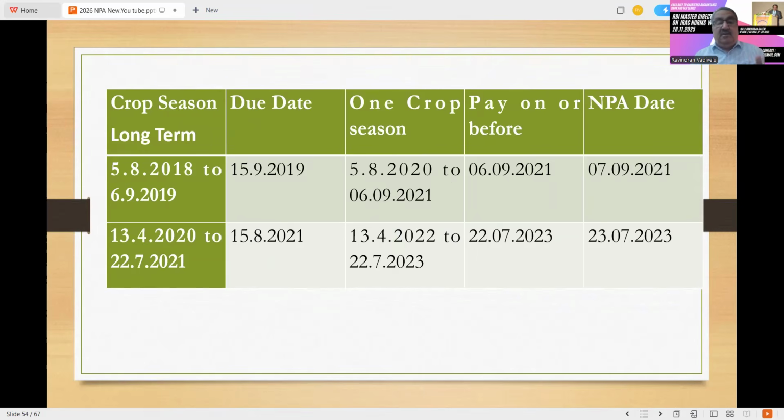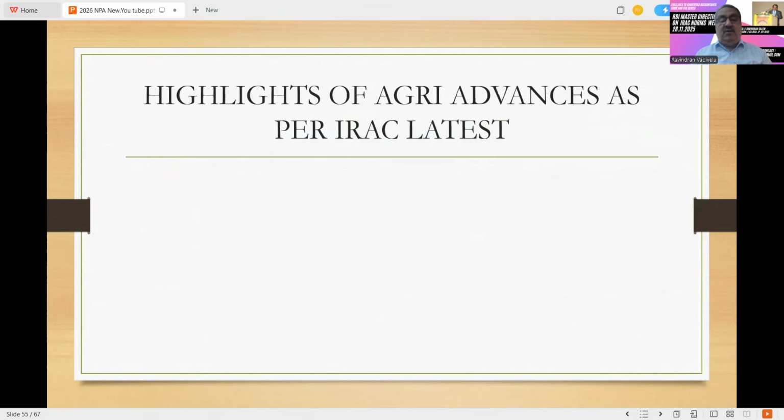So the same thing is here. Here, the crop season end date is something different. For this, from 15/9/19, add one crop season, it ends on 6/9/2021. So a due on 15/9/19 has to be paid on or before 6/9/21. Otherwise, that account will become NPA on 7/9/2021.